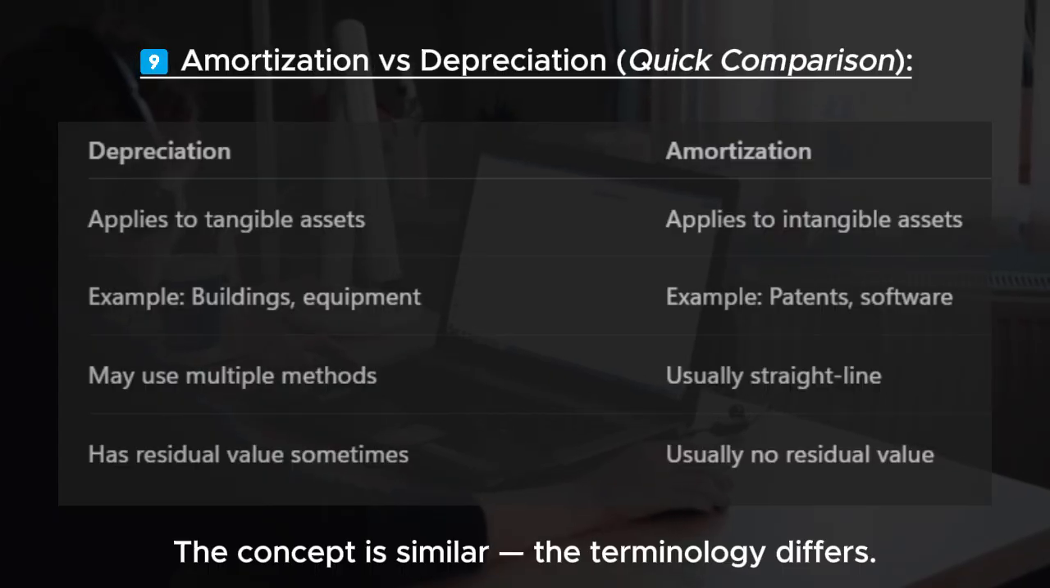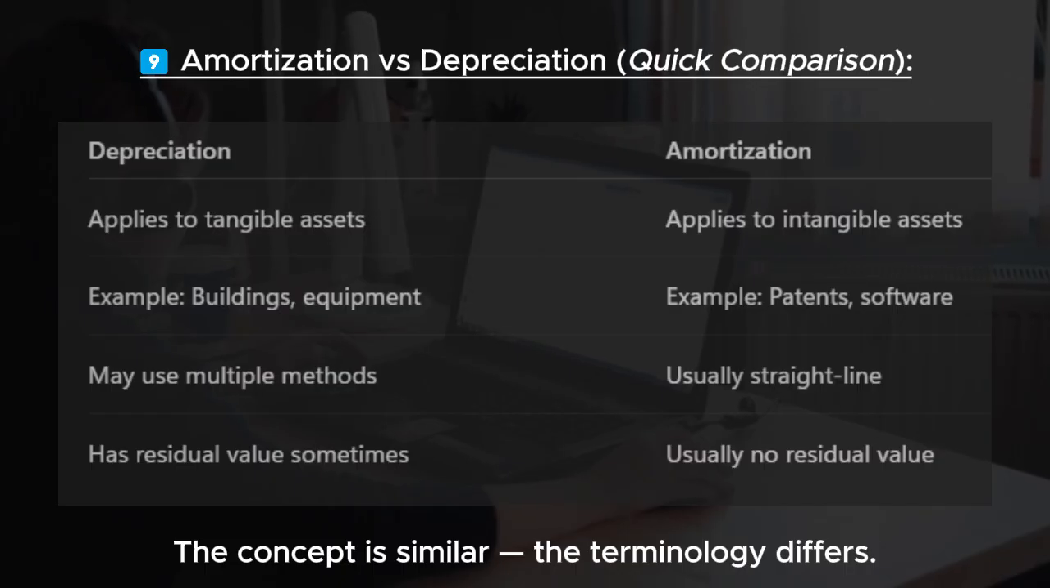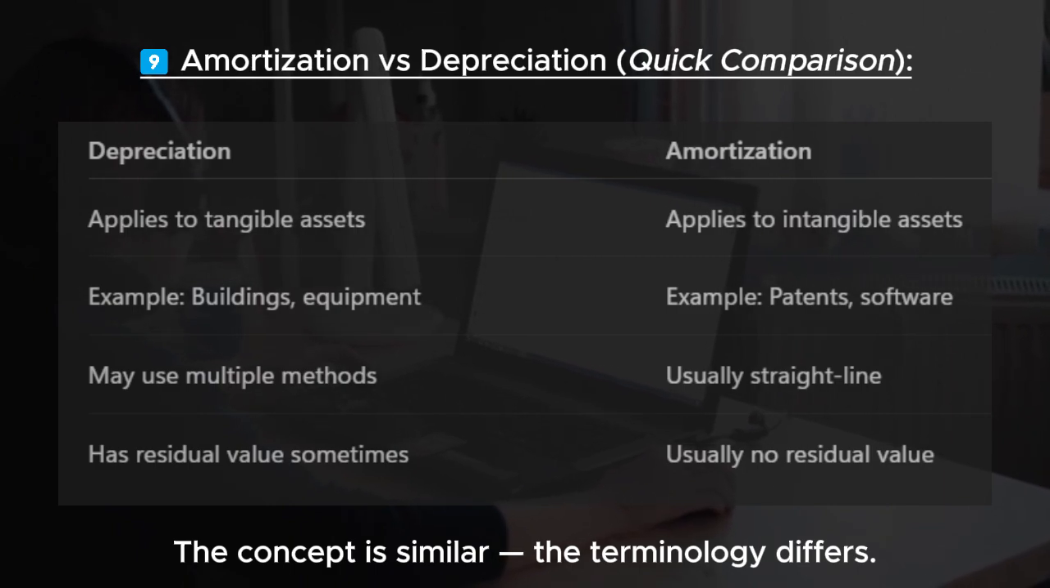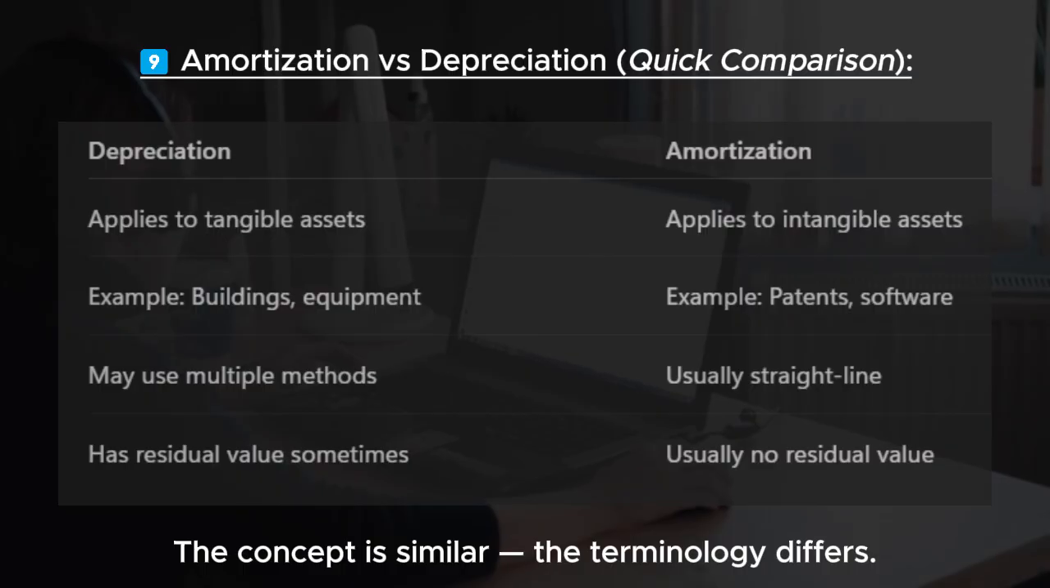9. Amortization versus depreciation. Quick comparison. Depreciation applies to tangible assets while amortization applies to intangible assets. For depreciation examples include buildings, equipment, while for amortization examples include patents, software. Depreciation may use multiple methods while amortization usually uses the straight-line method. Depreciation has residual value sometimes, while for amortization usually no residual value. The concept is similar, the terminology differs.